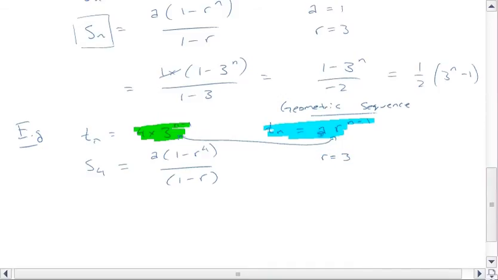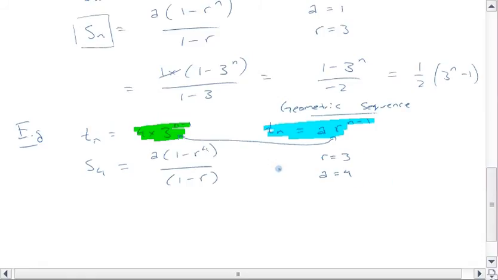Okay? And a must be the number that's multiplying it. So a has to be equal to 4. So the first term of our sequence would actually be 4. Then the second term would be 12, 36, etc., etc.